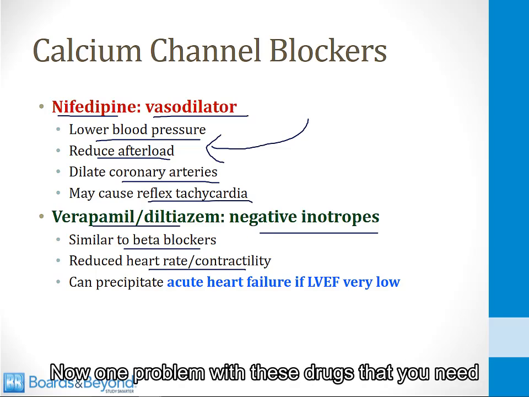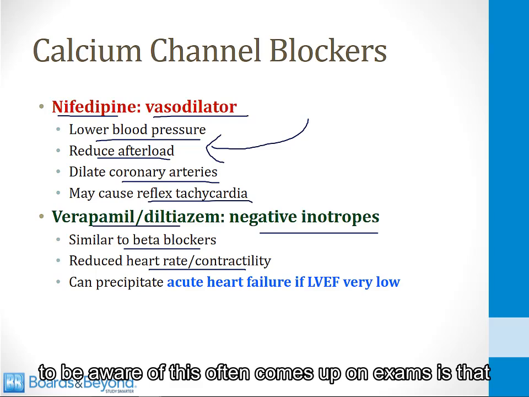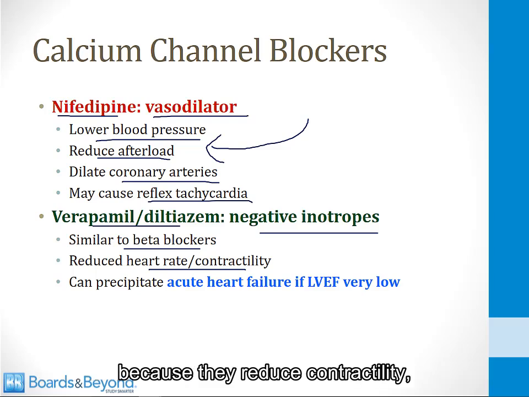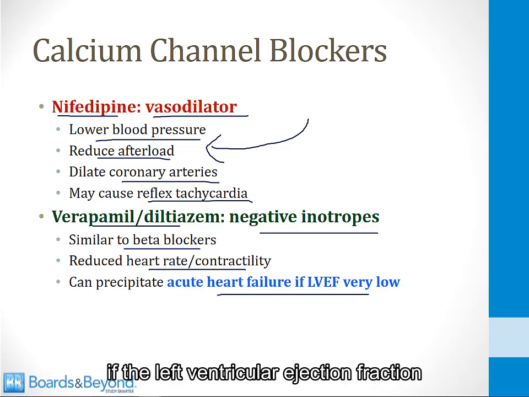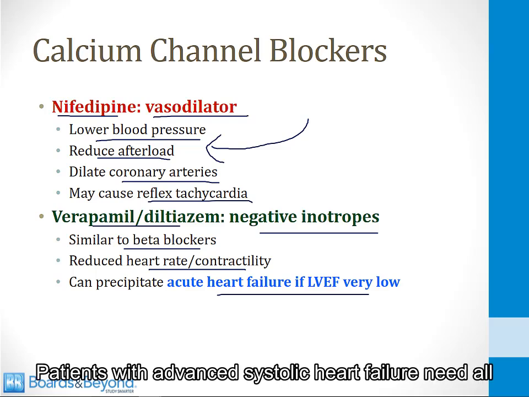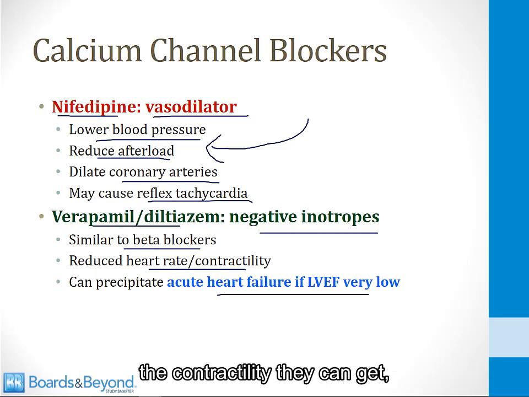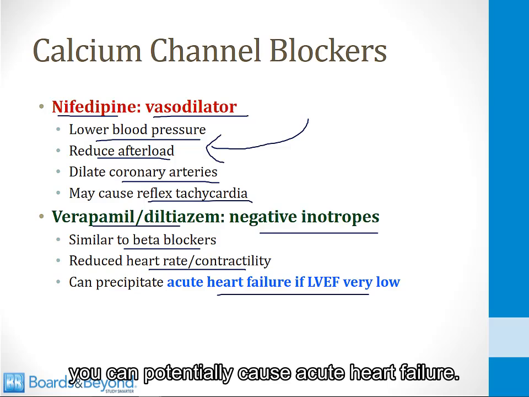Now, one problem with these drugs that you need to be aware of, this often comes up on exams, is that because they reduce contractility, they can cause acute heart failure in patients if the left ventricular ejection fraction is already very low. Patients with advanced systolic heart failure need all the contractility they can get, so if you administer these drugs, you can potentially cause acute heart failure.